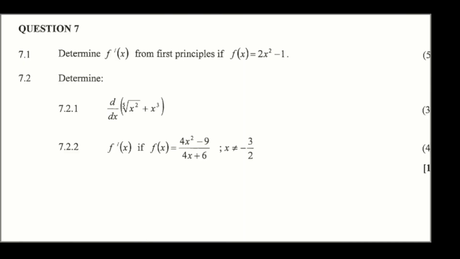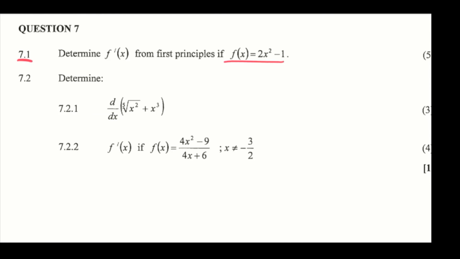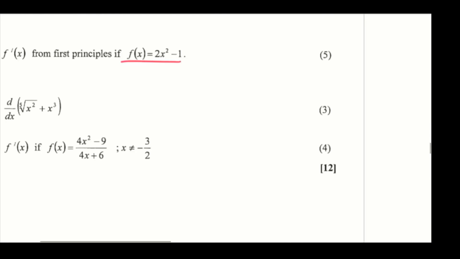Okay, so we're going to do question 7. In 7.1, we are asked to determine f prime of x using first principles, and f of x is given as 2x squared minus 1. So let's do that. We know that f of x is equal to 2x squared minus 1. So we want to find f prime of x.